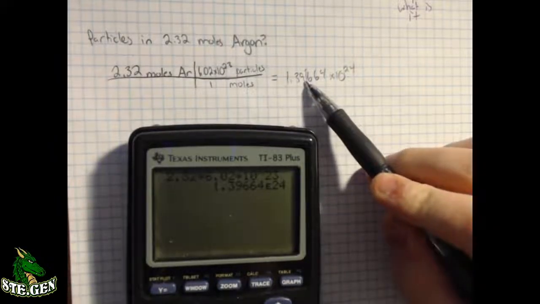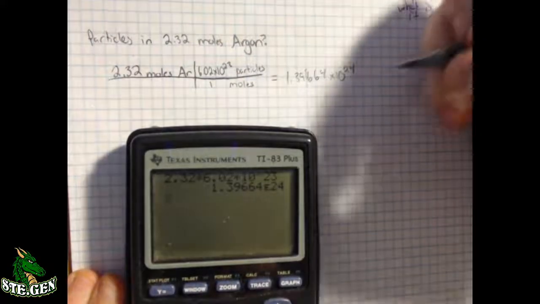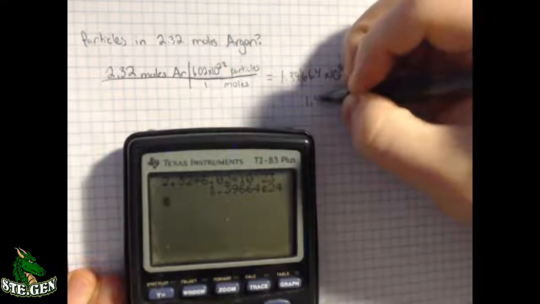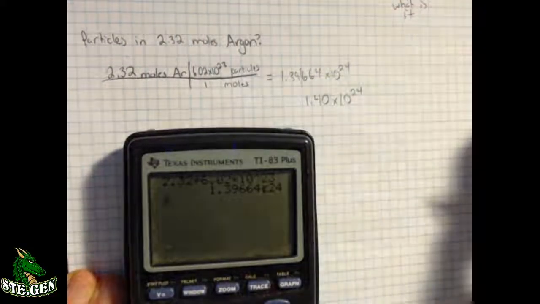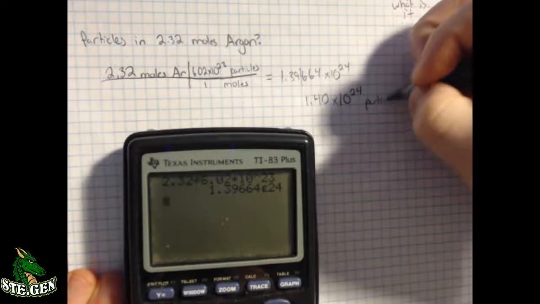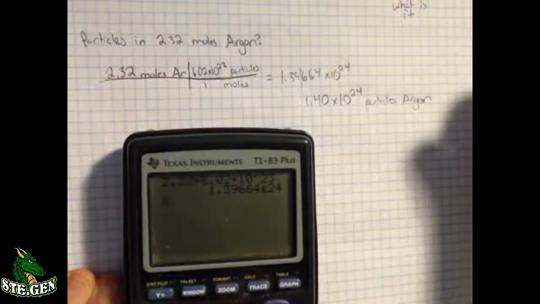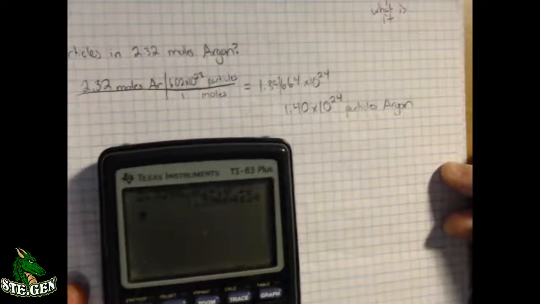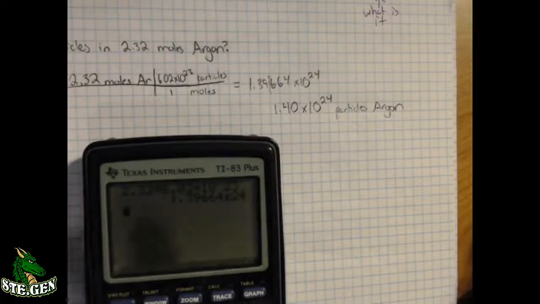The 6 will round us up, so this 9 would actually become 10, which means our correct sig fig answer would actually be 1.40 times 10 to the 24th. And then do not forget your units. So this is particles of argon. And stating that it is particles of argon is actually going to be important later on. So make sure that you get in the habit of putting that up there.